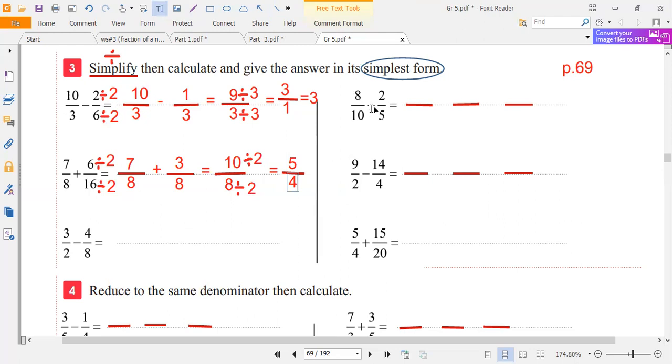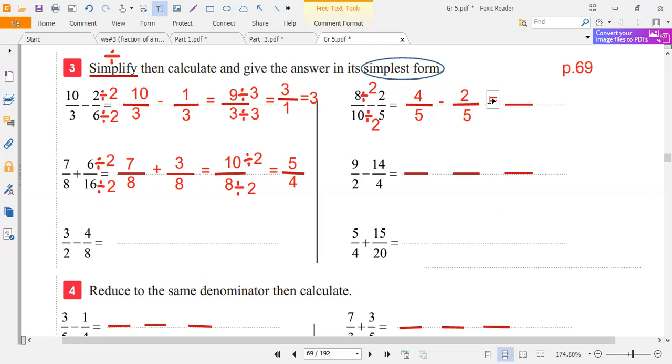Now we have 8/10 minus 2/5. We can simplify the first fraction by 2. So we divide the first fraction by 2. 8 divided by 2, 4. 10 divided by 2, 5. We have minus 2/5. Second fraction does not change.